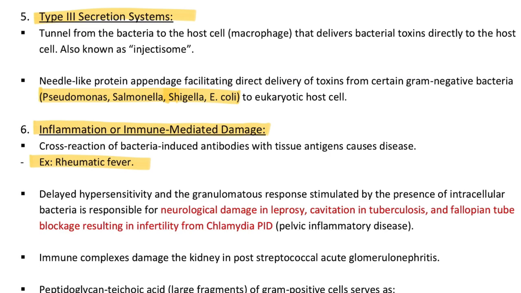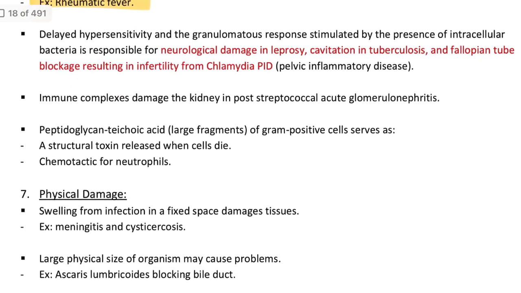Next, tuberculosis and leprosy. In tuberculosis and leprosy, we see granulomas and tissue destruction. For treatment, we give long-term antimicrobial therapy. Next one, post-streptococcal glomerulonephritis, where we see immune complex deposition in the kidneys. For management, we give supportive care, antihypertensive drugs and diuretics. The structural toxins are gram-positive fragments like peptidoglycan and teichoic acid. They stimulate inflammation even without active infection.